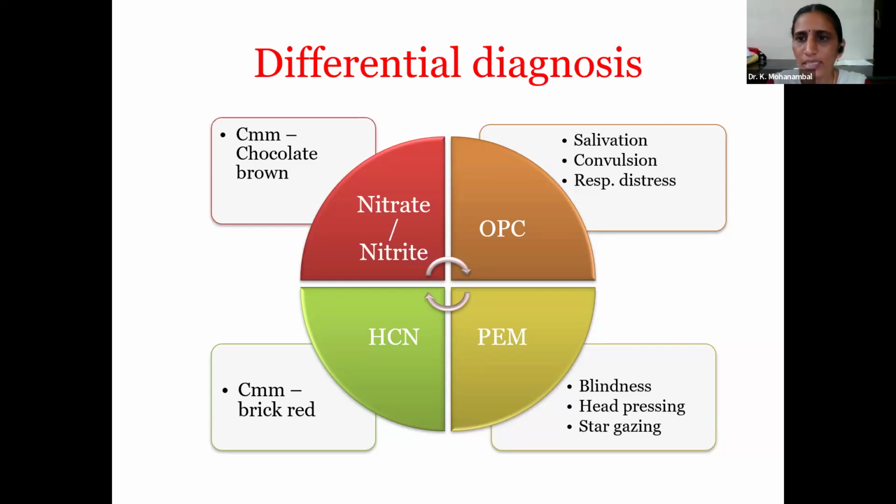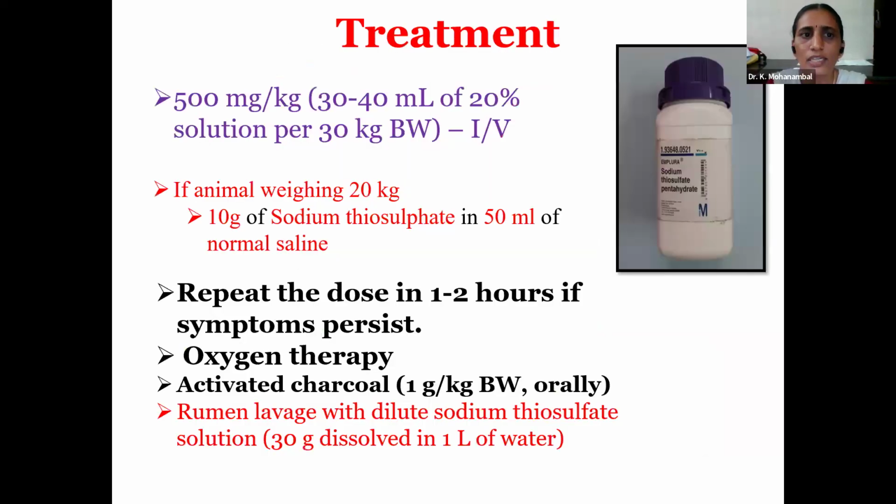In OPC poisoning, there will be more salivation, convulsion, and respiratory distress. Whereas in PEM or thiaminase intoxication, there will be blindness, head pressing, and absence of menace response. Stargazing will be there; any one of these clinical signs you will be observing, and nystagmus also will be there in most cases of thiaminase intoxication or PEM.